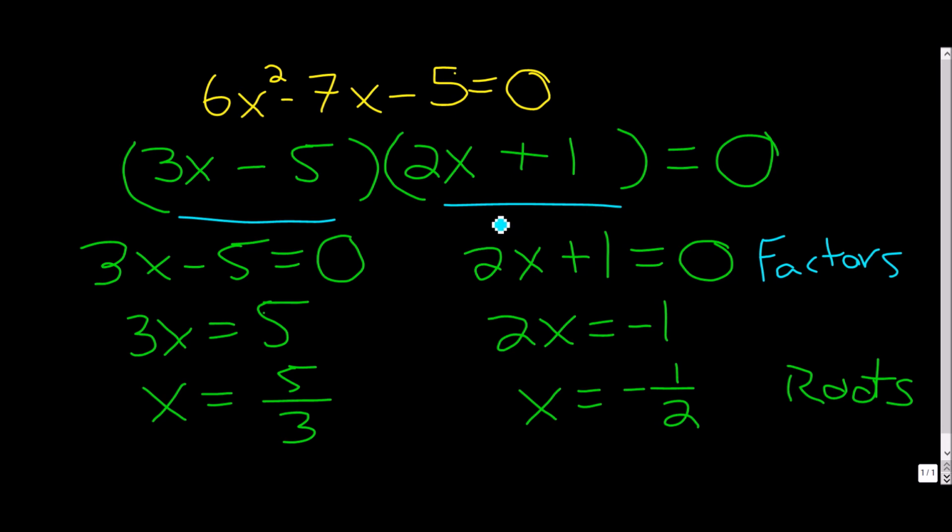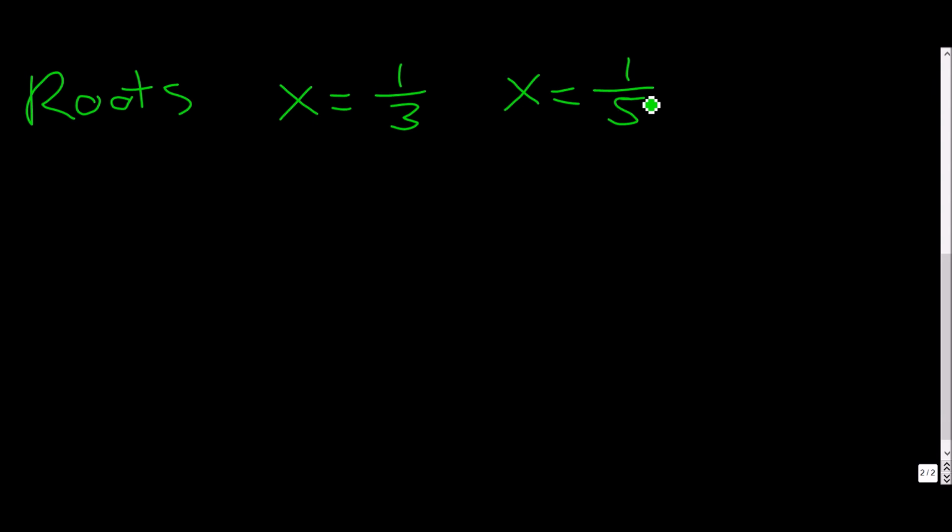Now, if we wanted to go in reverse, we could do that. If we start with roots, let's say we know our roots are x is 1/3 and x is 1/5, for example. So the first step that we want to do is multiply to get rid of any fractions. So in this case, we're going to multiply by 3 in this first part. So this becomes 3x equals 1, and this is going to become 5x equals 1.